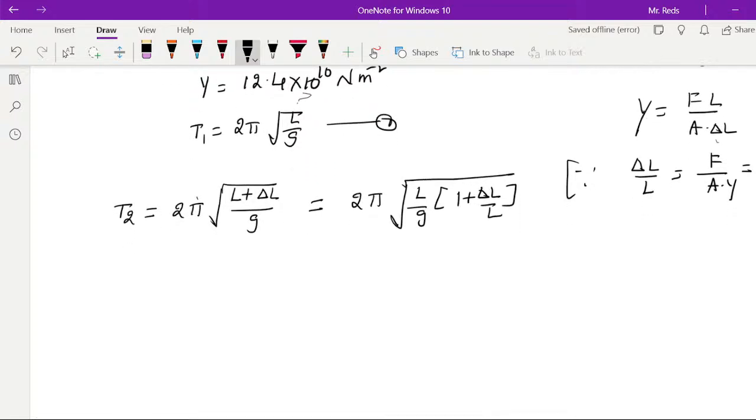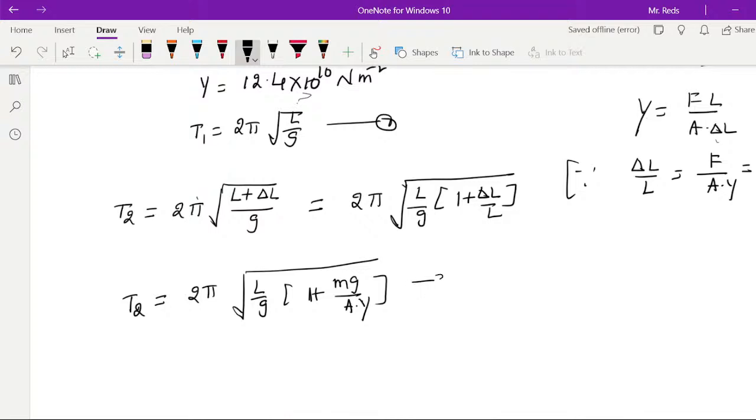To find this change, you can write T2 is equal to 2 pi into square root of L by g into 1 plus delta L by L, which is mg by A into Y, all under root. So now you are at this T2, and this is T1, right? Let us take this as equation 2.